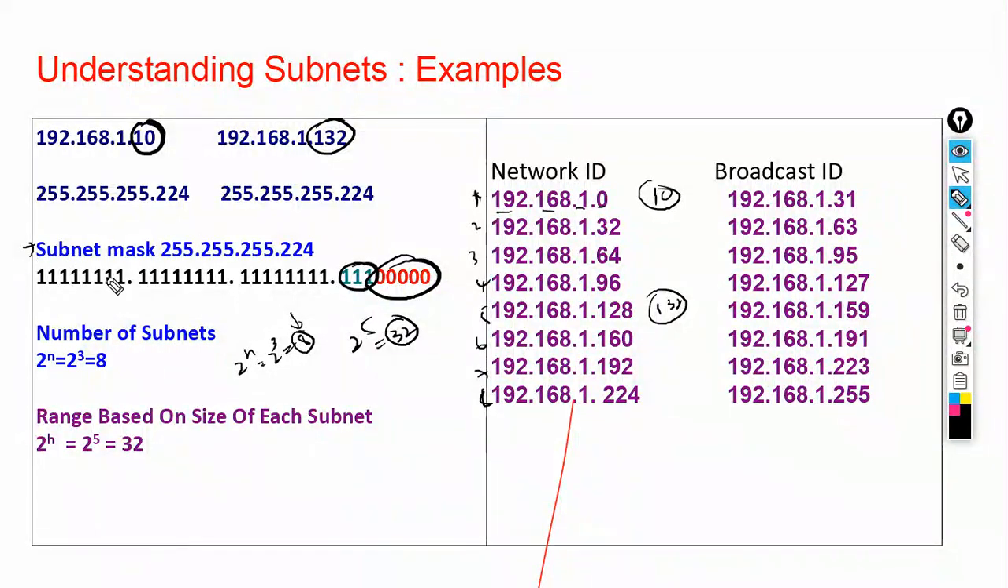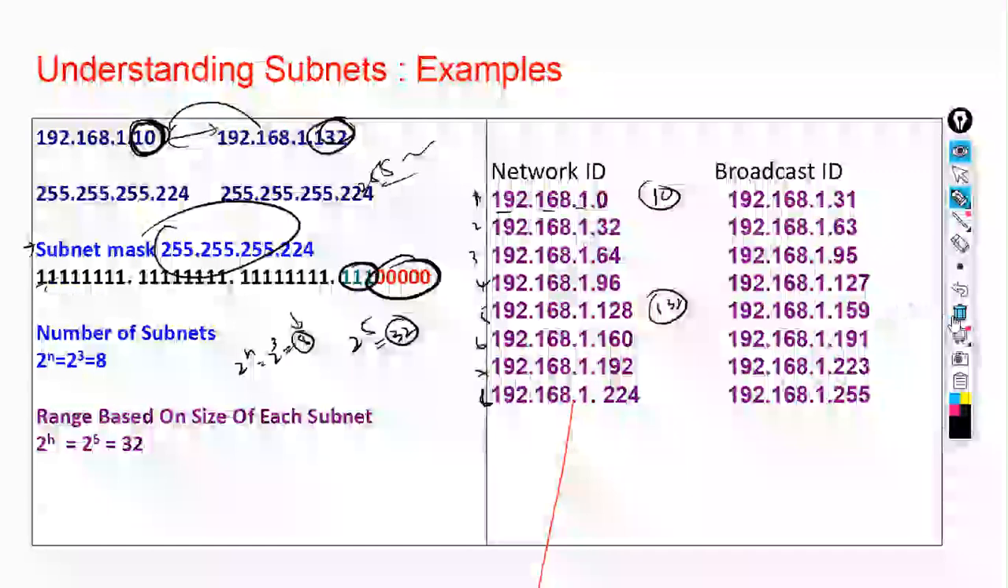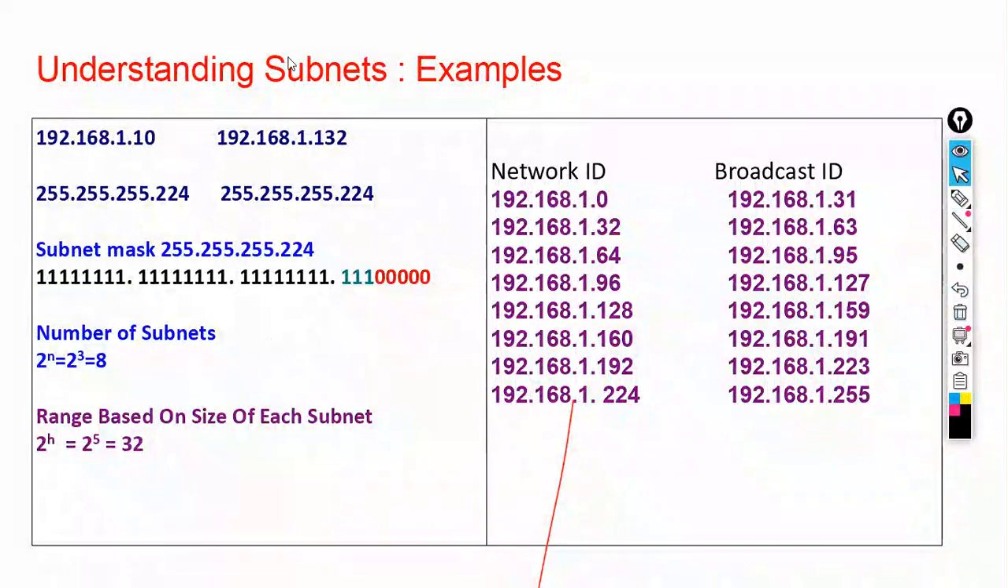So guys, if we use the default subnet mask instead of this subnet mask, what will happen? Both of them will fall under the same network and they will start communicating with each other. Clear? Clear, guys? Any doubt?